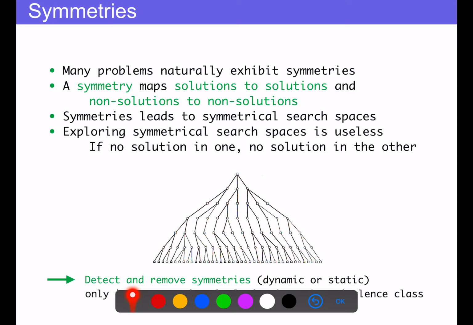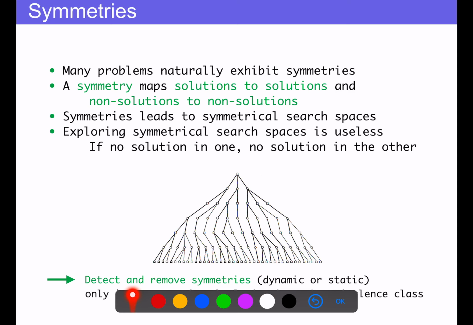And so you might explore for nothing. Well, it's kind of useless to explore a symmetrical search space, and this is why we want to avoid them. We want to avoid them because we want to explore a smaller search tree. So it's quite important first to realize that your model contains symmetries, and then to think about techniques on how we should remove them.